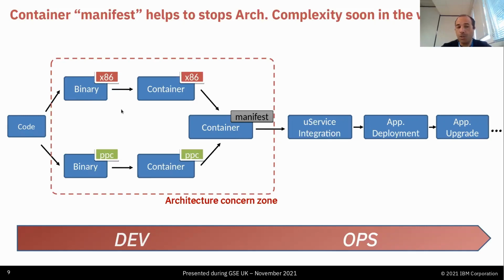What will change is the build process, where you will generate your binary image, your Dockerized image, your container image. And from there, you will create these different container x86 images or container PPC images into the container manifest file, which is just a pointer file to the different architectures. And then the rest of the development is very similar. Microservice integration, application deployment, or upgrade is very similar, because that's handled by the operations part. And in our case, that will be handled by the Red Hat OpenShift Container Platform.